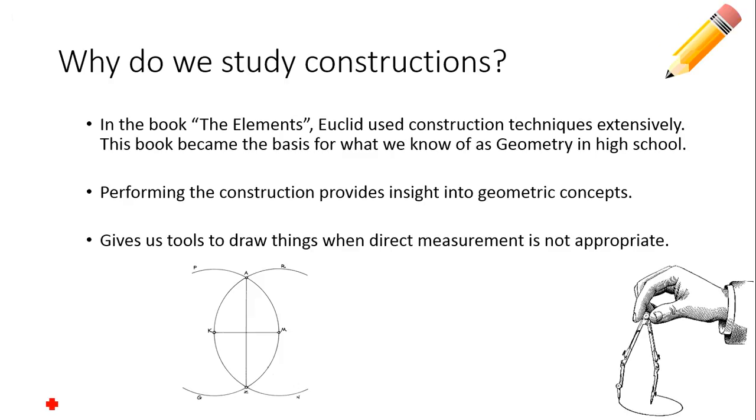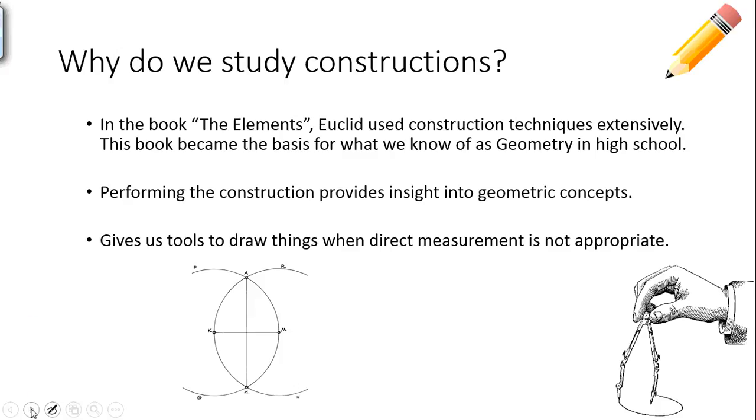How all these theorems fall into play, how we can use them in real life, come later. But performing that construction provides insight into the geometry concepts that we're talking about. You might understand more thoroughly what an equilateral triangle is, how it works, if you have to construct it yourself. And of course, constructions give us the tools to draw things when direct measurement is not appropriate. So we have to use some sort of indirect measurement. Well, if we can create a perfect scale model on paper using beautiful construction techniques, right? Then we can elaborate that to the bigger scale in the case of indirect measurement.